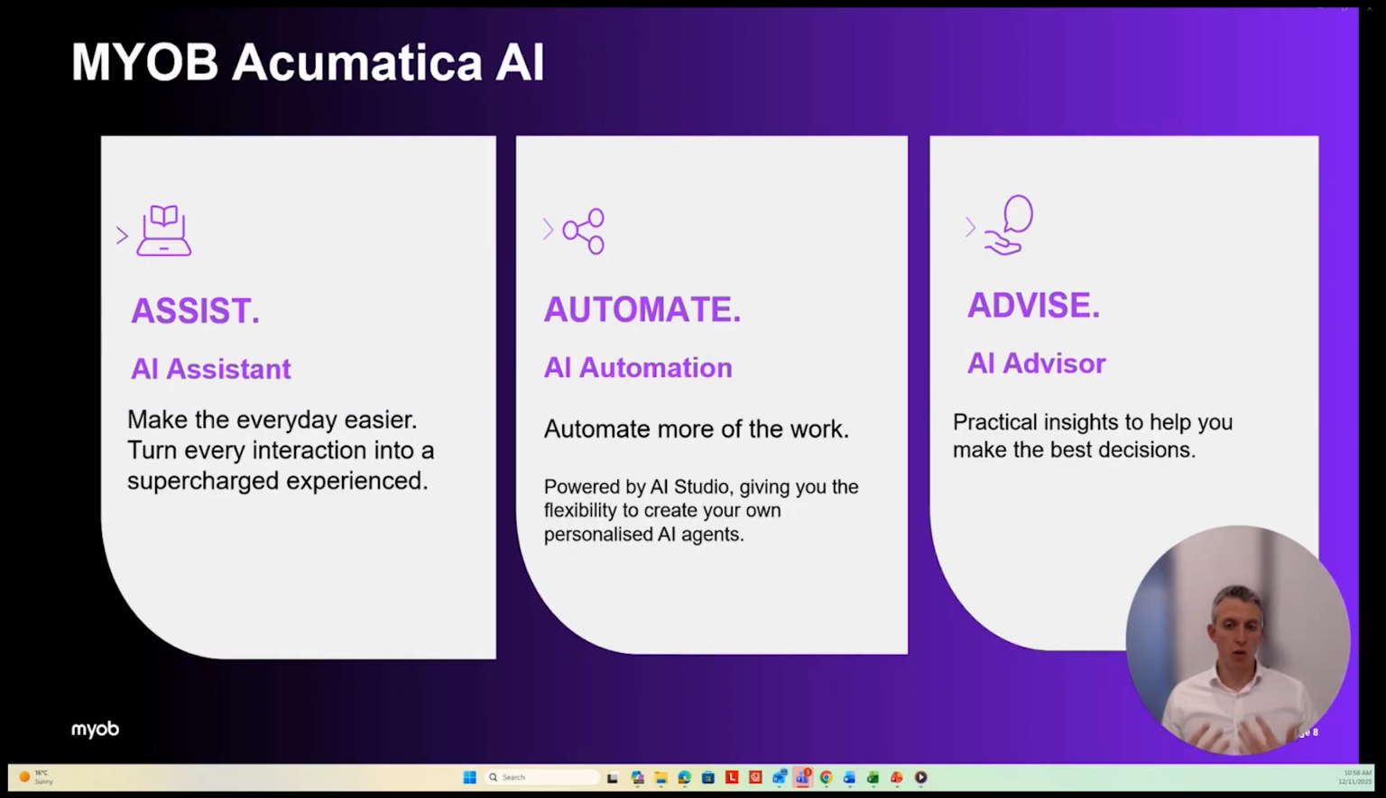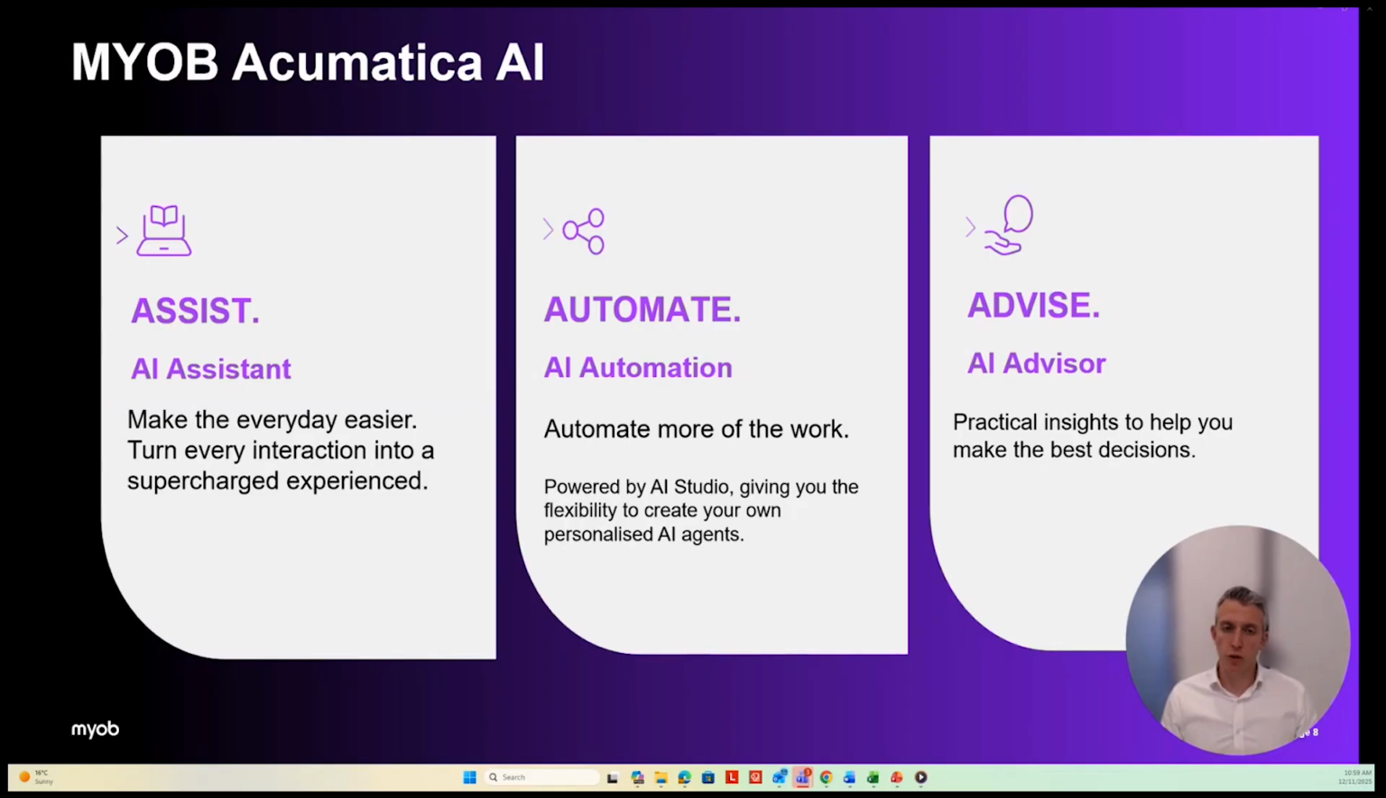The second area is automation. So AI will enable you to automate more of the mundane work. And this is going to be powered by a capability called AI Studio that's going to give you the flexibility to create your own personalized AI agents or automations that enable you to complete tasks that previously were not possible.